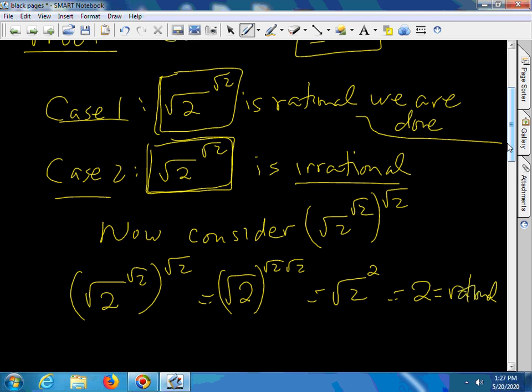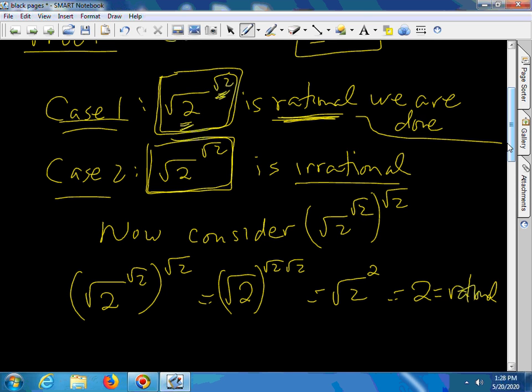Okay, and the proof is done because either this number is rational or it is irrational. If this number is rational, then we're done, because I wanted to show that an irrational number raised to an irrational number could be rational. Okay, but maybe that's not the case. But if it is, we just showed irrational to the irrational is rational.